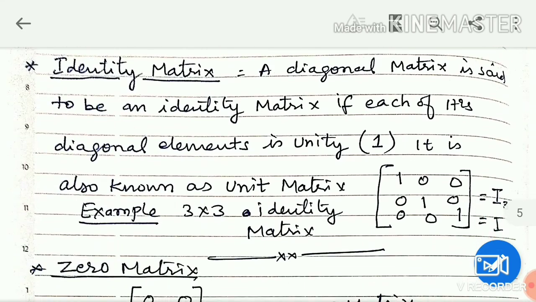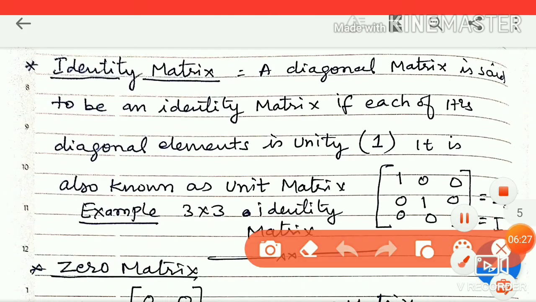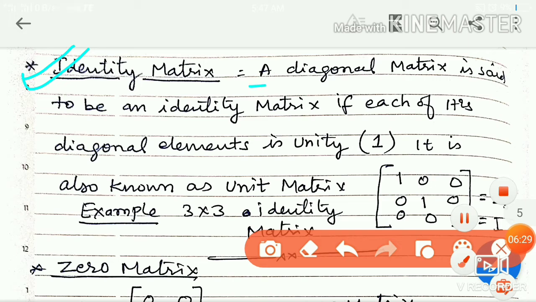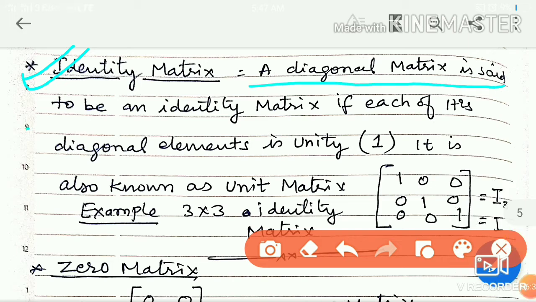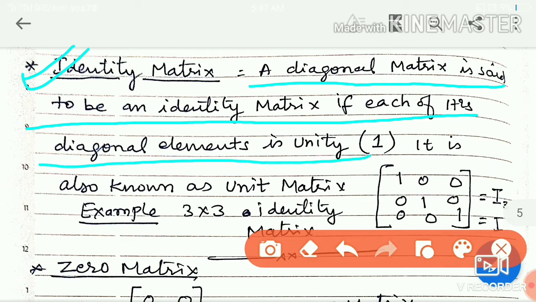Now we have the identity matrix. What is the identity matrix? A diagonal matrix is said to be an identity matrix if its diagonal elements are unity, meaning all the diagonal elements are equal to 1. It is also known as a unit matrix. You can say unit matrix or identity matrix, both are the same. Now this is an example of a 3 into 3 identity matrix. So you can write I3 or simply I.